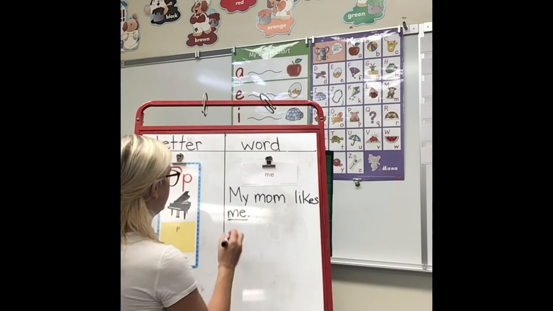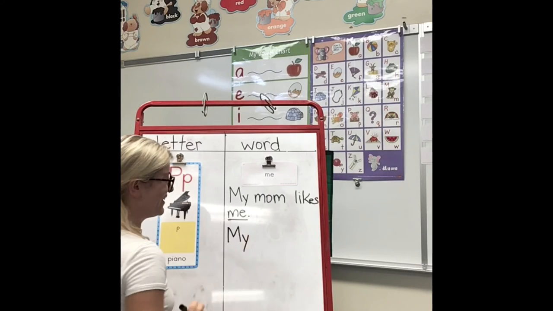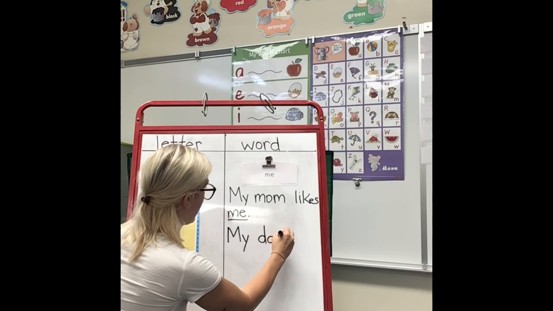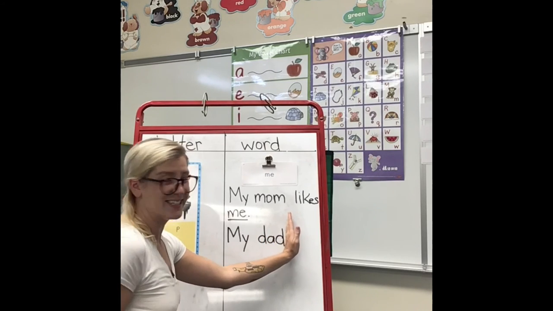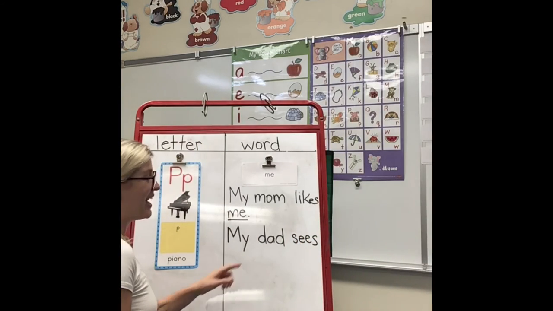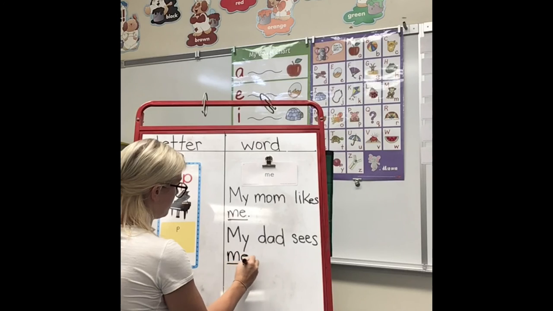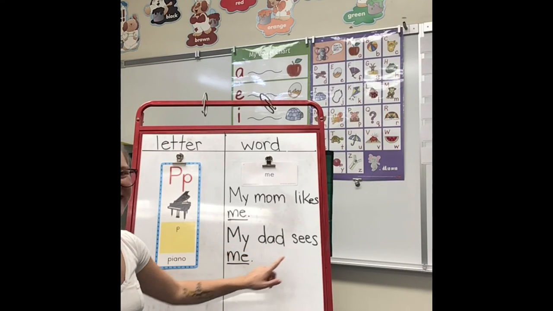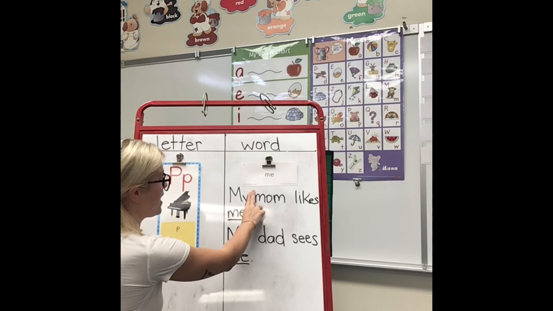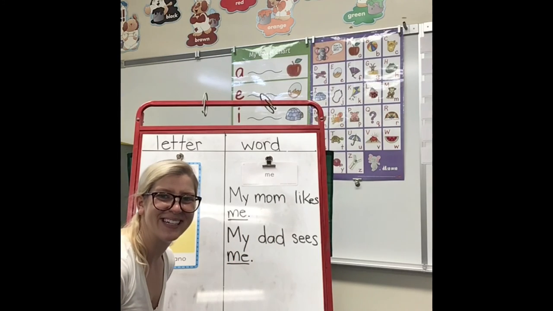I'm going to write another sentence. My dad sees me. I ran out of room, so I'm going to come down. My dad sees me. All of my sentences start with an uppercase letter. They have finger spaces between the words, and they end with a little period.